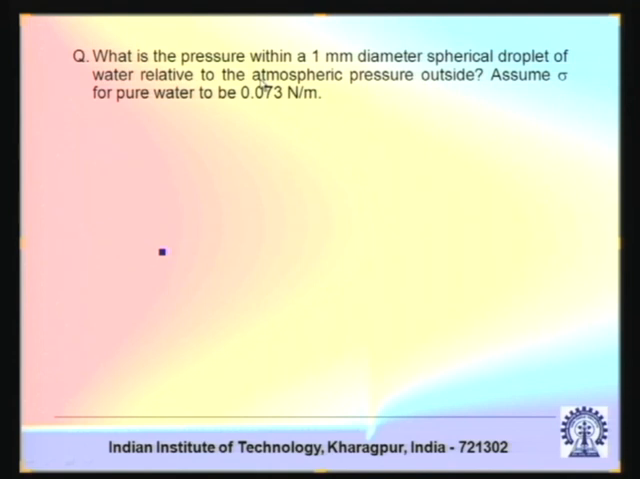Next problem: what is the pressure within a 1 millimeter diameter spherical droplet of water relative to the atmospheric pressure outside, assuming the surface tension of pure water to be 0.073 Newton per meter? You simply apply the formula for the pressure difference between two surfaces, delta P as 2 sigma by r, which was already discussed in detail in the earlier class.